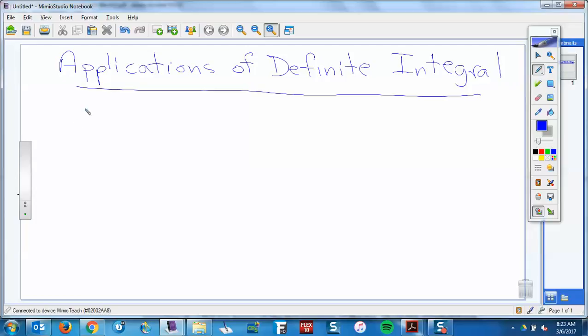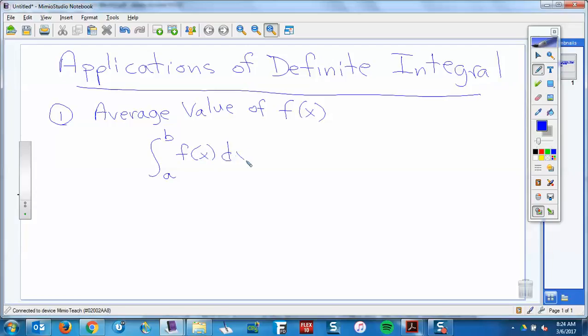All right. So at this point, applications of the definite integral. Okay, what do we have? Well, one thing that we have is the average value of f of x. So we have the integral of a function divided by b minus a, right? And sometimes that's written 1 over b minus a times the integral. So that's the average value of a function.